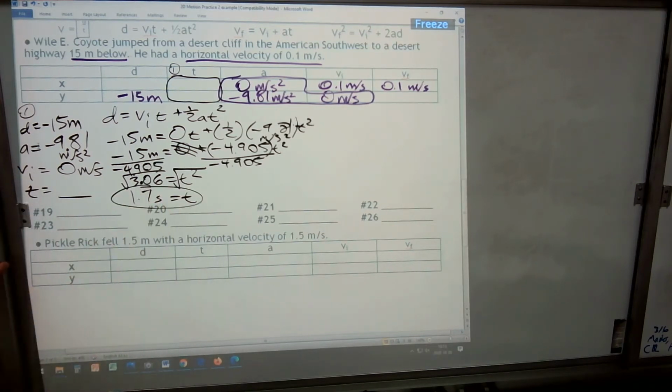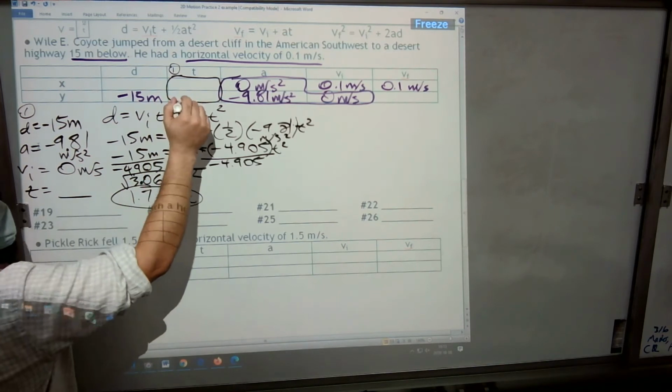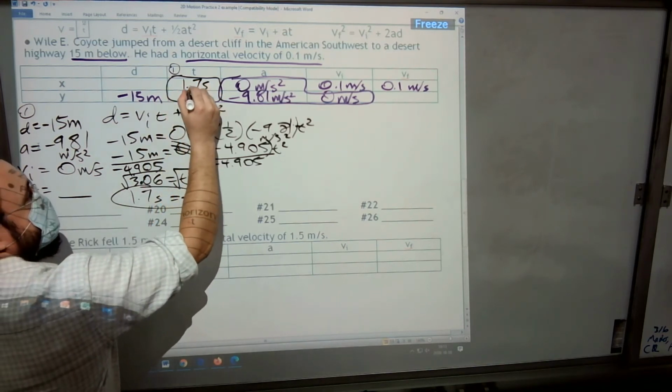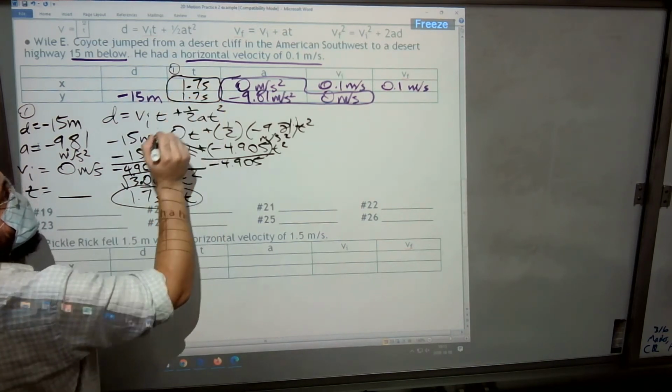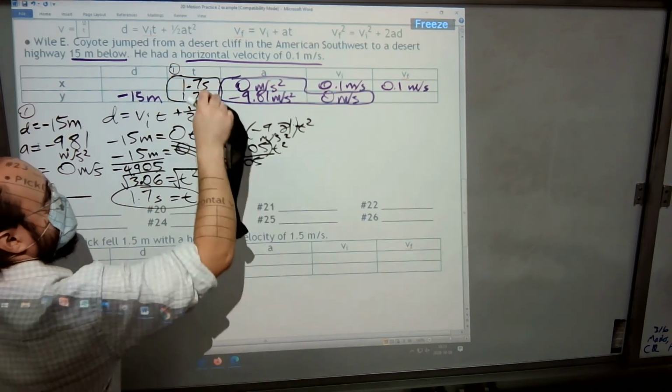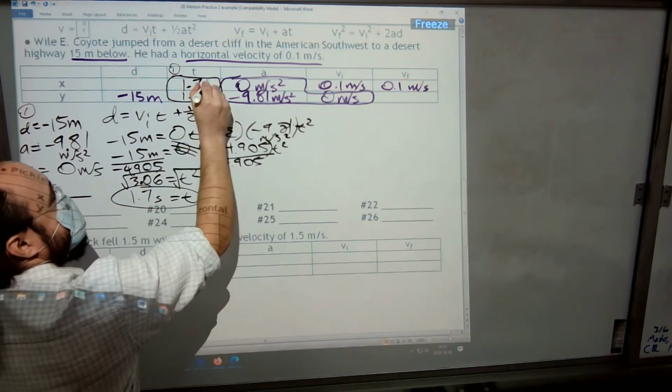This time that you get will go in both boxes. Always, the time is the same on x and y.